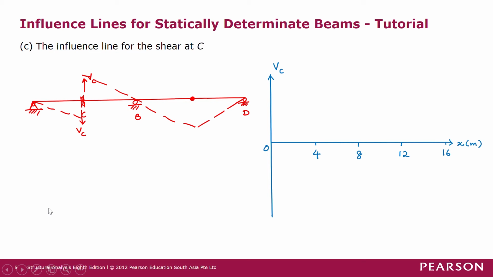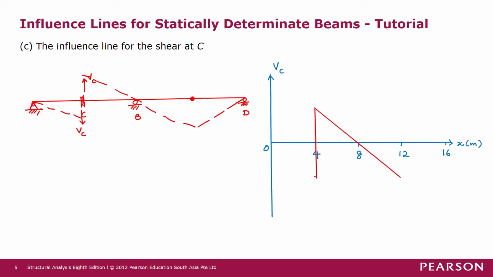So now we want to draw the shear force influence line for VC. At 4 meters here, we know that there's a jump of shear force like this. From 0 to 4, we have negative shear force. And then from 4 to 8 and to 12, we have a line sloping down like this.